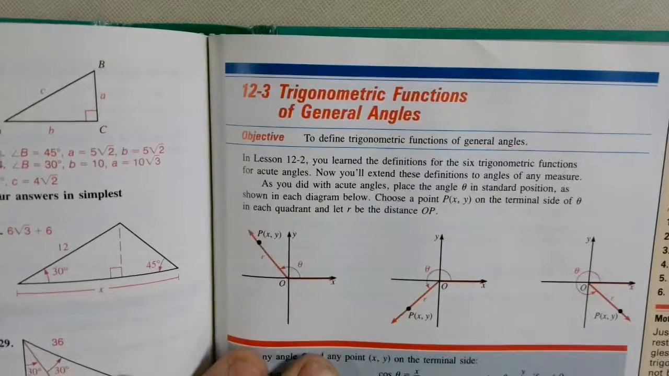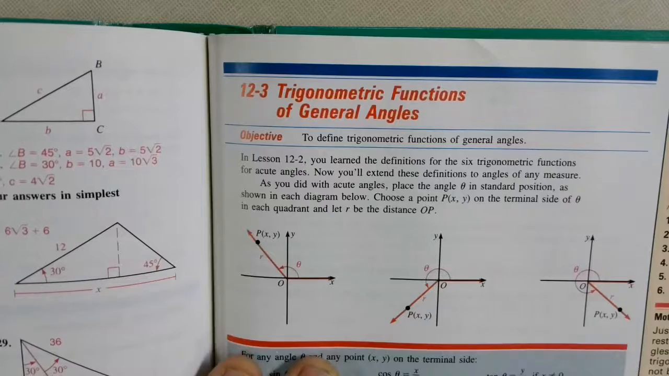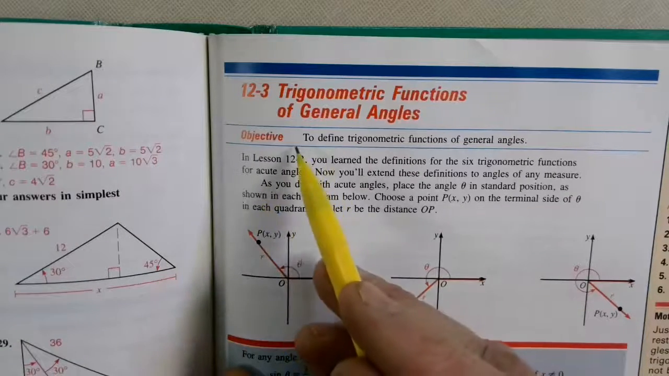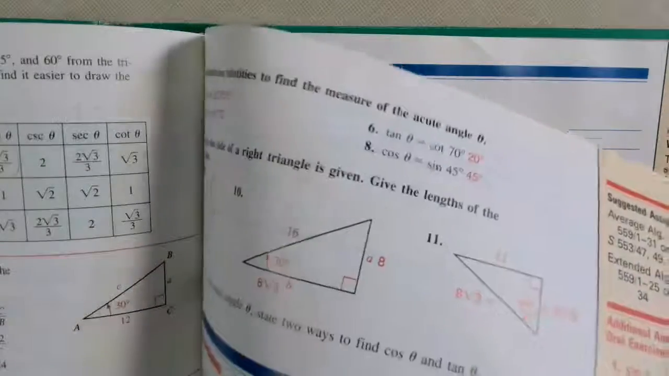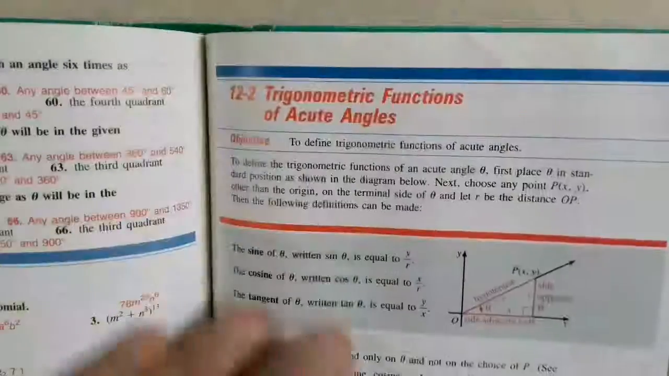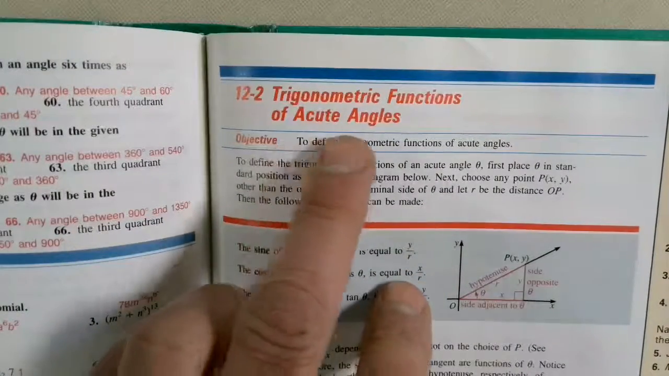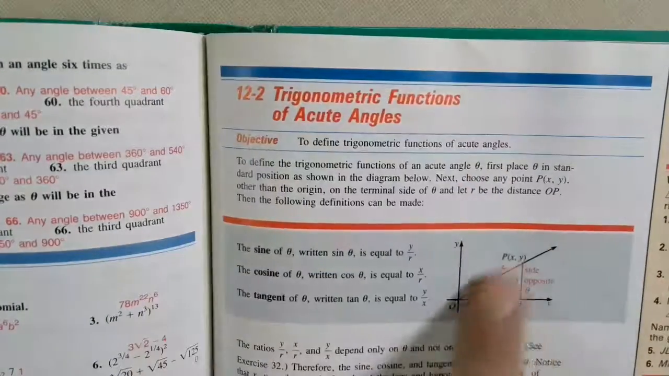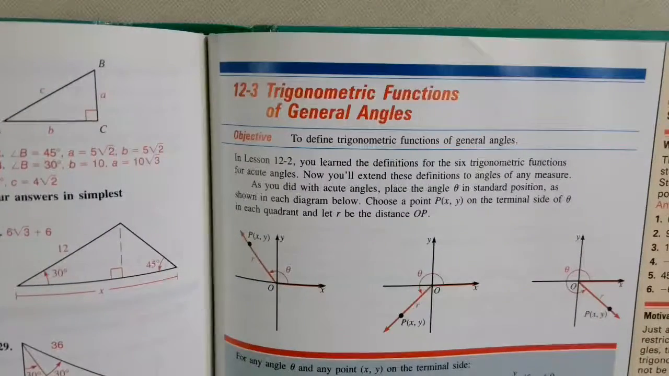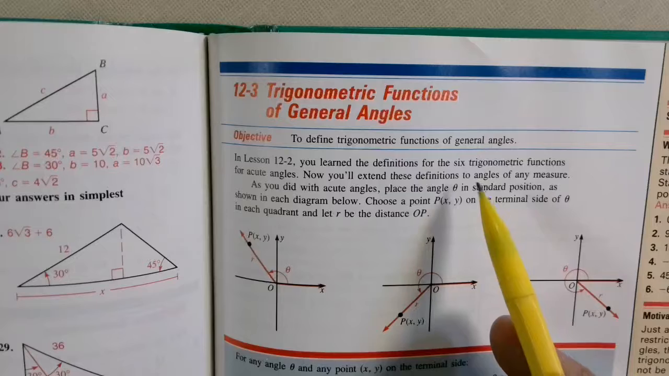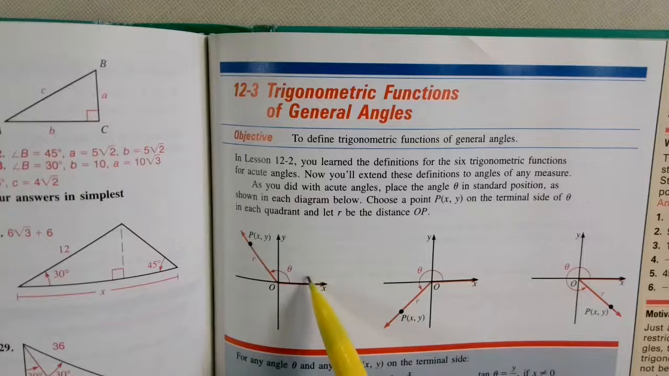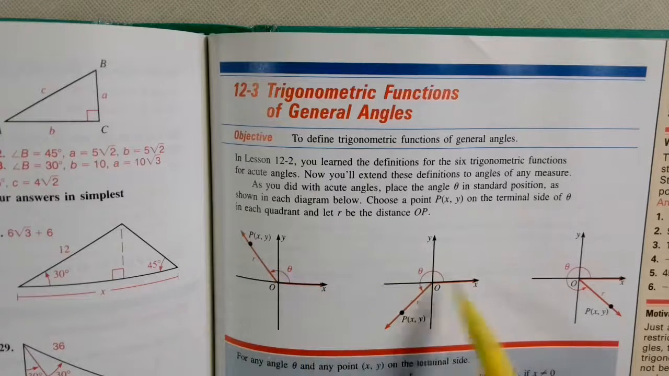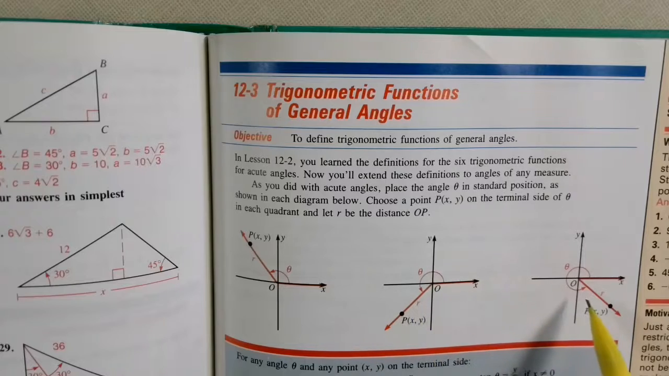Okay, welcome to Chapter 12, Lesson 3, Trigonometric Functions of General Angles. Now, the objective here is to define trigonometric functions of general angles. You remember from the last lesson that we started doing trigonometric functions of acute angles, so we're dealing with angles only in quadrant 1. This lesson is taking it up a notch, and we'll be dealing with the same functions, but now we're going to be working with angles that are obtuse in quadrant 2, quadrant 3, or quadrant 4.